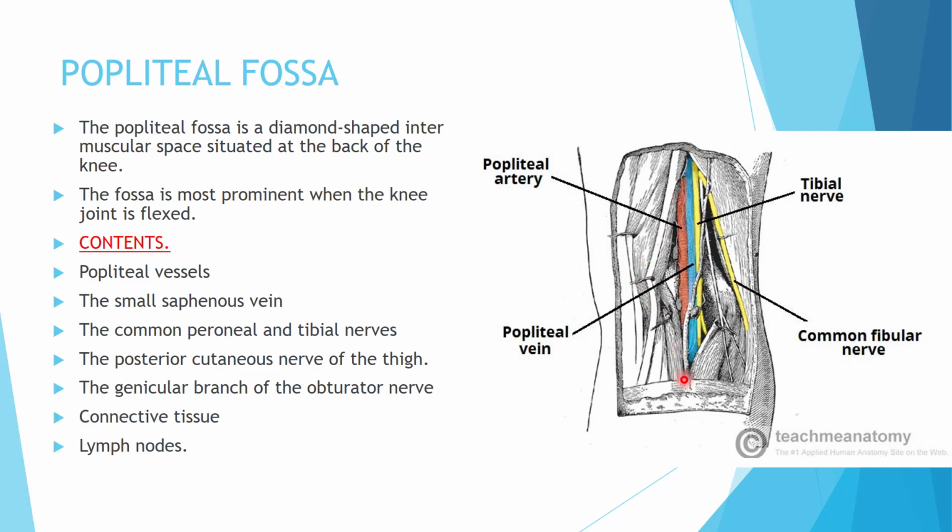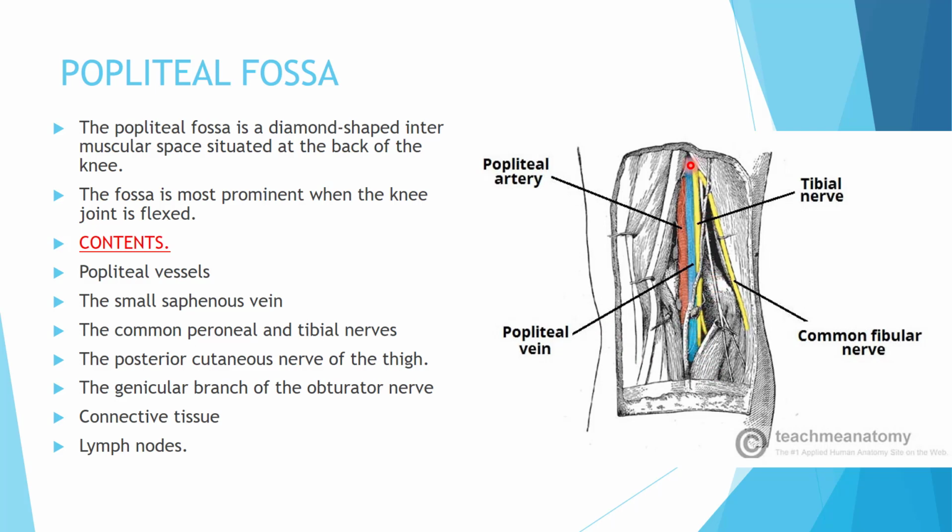This is a diamond-shaped fossa which is in between the muscles of the posterior compartment of thigh and the posterior compartment of leg. It is behind the knee joint and it is most prominent when the knee joint is flexed. There are many contents present in the popliteal fossa. First of all, there are popliteal vessels, that is the popliteal artery and the popliteal vein. Then there is the small saphenous vein which is draining in the popliteal vein.